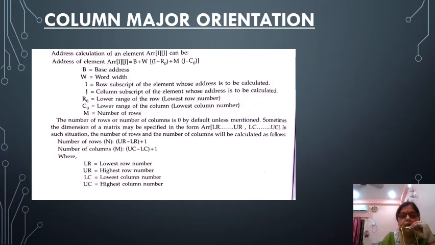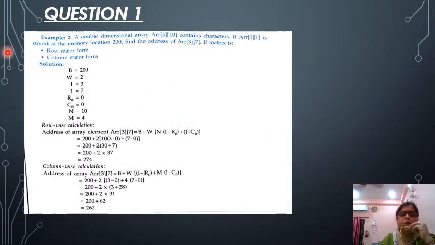Please learn by heart all the formulas which are given, because only on the basis of the formula you are going to calculate. Now this is your question number one. Here we have been given index numbers 4 and 10 contains characters. Characters, pay attention to this. It contains characters. So what does a character have? Character has word width of 2 bytes. So you have to take 2 bytes here. Okay. If array[0][0] is stored in a memory location, find the address of array[3][7]. We have to find this in both row major form and column major form.